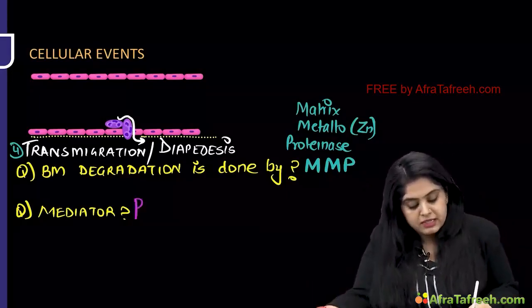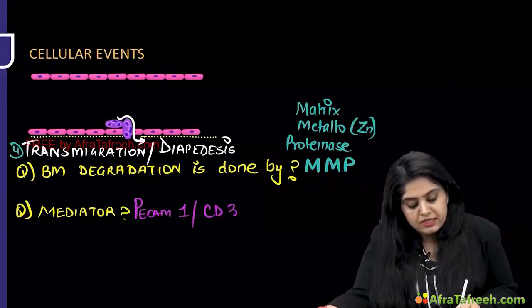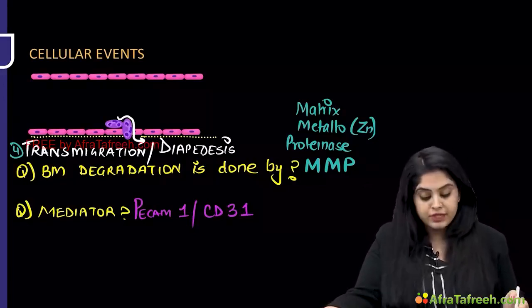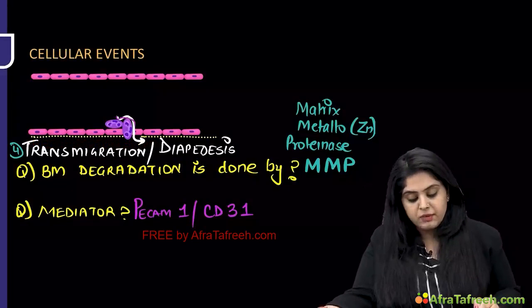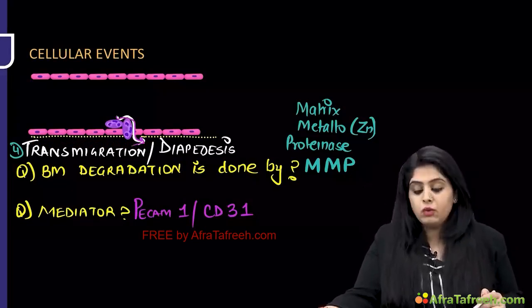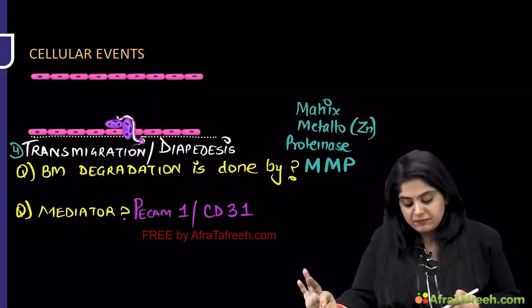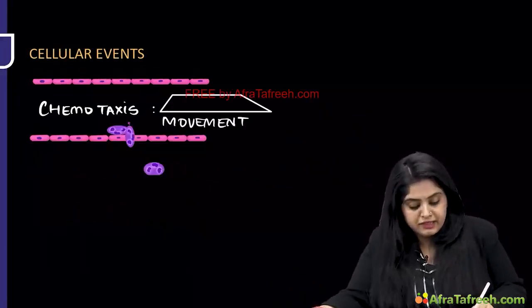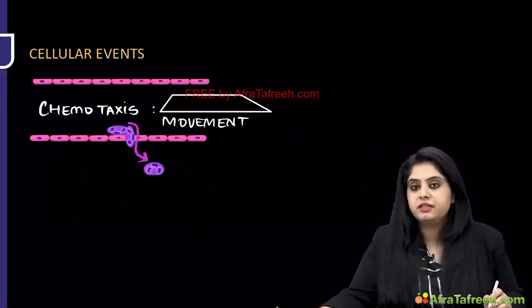How will the cell come out? That is by a mediator called PECAM-1 or CD31. Very, very important point that you have. So the cell has come out, transmigration has happened. Now what? MRAT. Now comes the C. For C we are going to have chemotaxis. This means the cell has come out. What was this step? Transmigration.